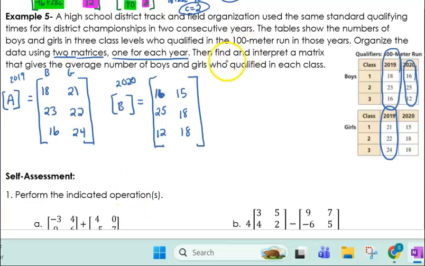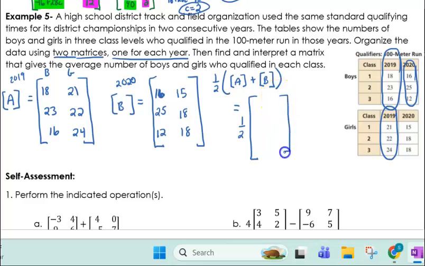It says, find and interpret a matrix that gives the average number of boys and girls who qualified in each class. So to find the average number, you're going to add them up and divide by how many years. So basically, you're going to take matrix A plus matrix B, and then you're going to take that answer and divide by 2. So I'm just going to put multiply by 1/2. All right, so let's go ahead and do that. So I'm going to keep the 1/2 out here.